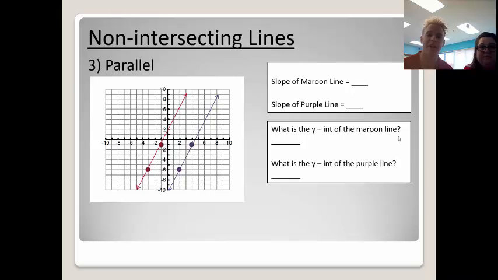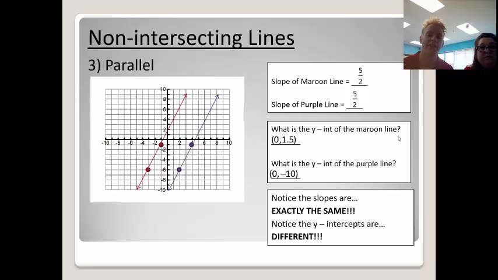So pause the video, find the slope, find the y-intercept. Ready? Pause. Okay, let's see what you got here. Hopefully you notice that the slopes are the same, but that our y-intercepts are different. For the maroon line, you should have gotten 0 and about 1.5, and for the purple line, you should have gotten the coordinates being 0 and -10.